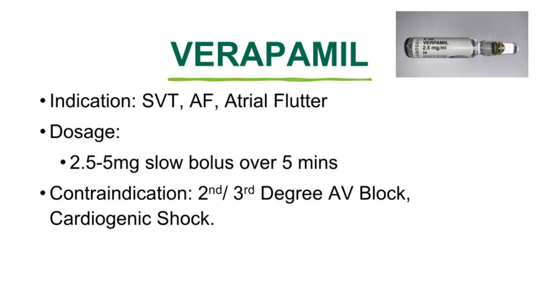Verapamil is a calcium channel blocker. It is used to treat supraventricular tachycardia if adenosine is contraindicated. It is also helpful in atrial fibrillation and atrial flutter. It can be given in 2.5 to 5 mg as slow bolus over 5 minutes. Verapamil is contraindicated in cardiogenic shock, patients with low blood pressure and heart block.